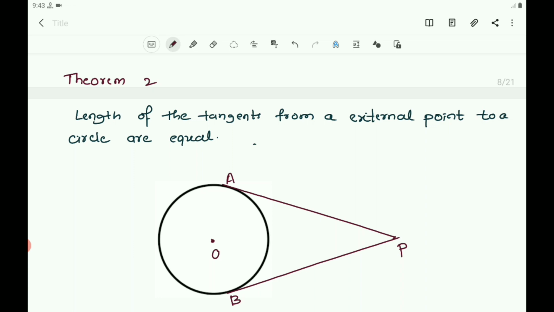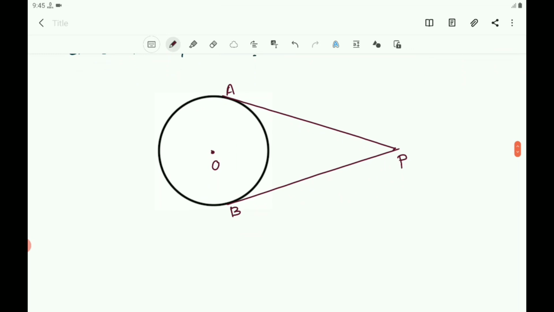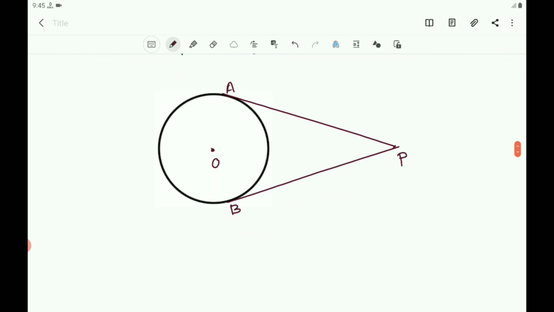Now let us prove this theorem logically. So here the statement of the theorem is: length of the tangents from an external point to a circle are equal. Now let us discuss the proof. So you take the proof here.